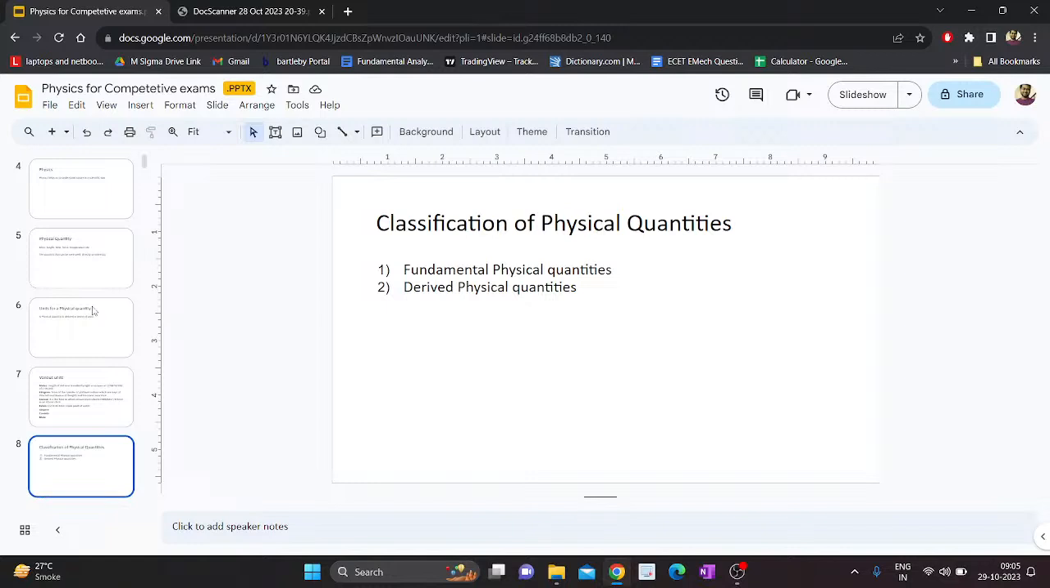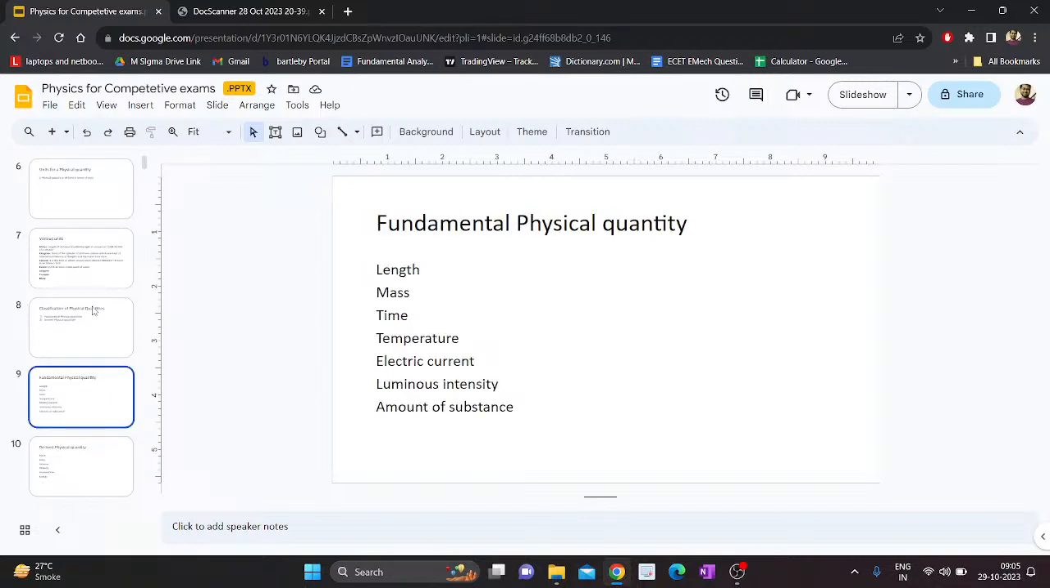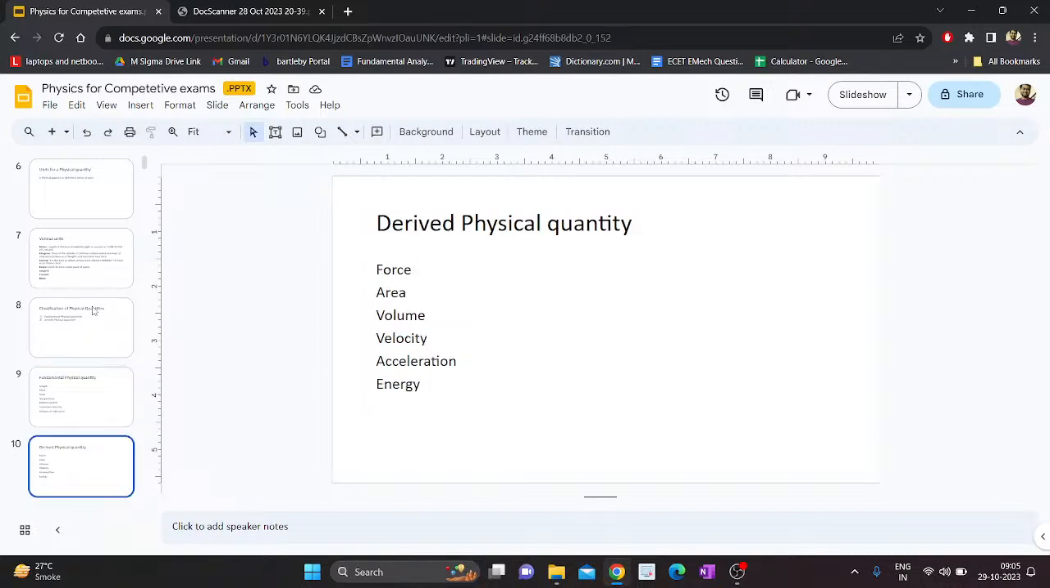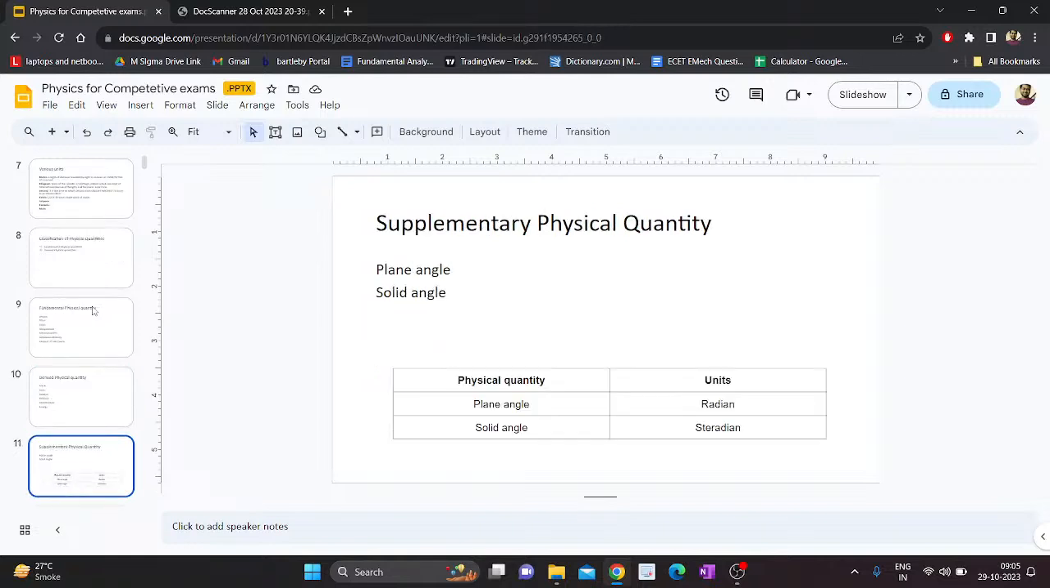And these physical quantities are classified into fundamental physical quantities and derived physical quantities. We can understand the difference between fundamental and derived because fundamental quantities cannot be separated into any more physical quantities, whereas derived physical quantities can be separated. Force can be separated as mass and acceleration. Area can be separated as length into breadth, and so on. So derived physical quantities and fundamental physical quantities can be understood from these two slides.